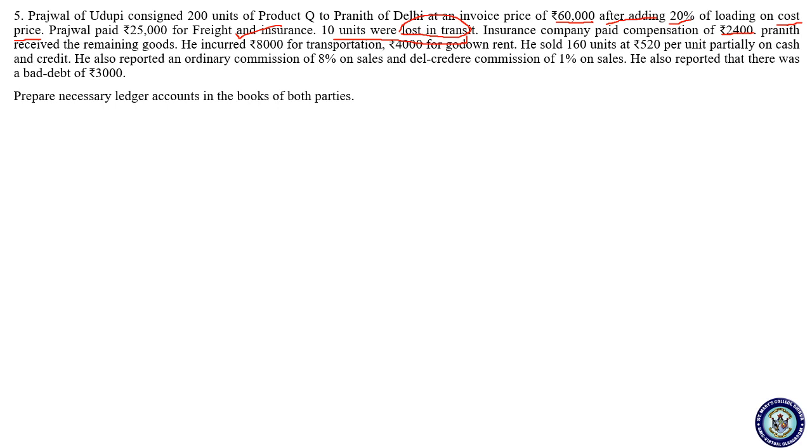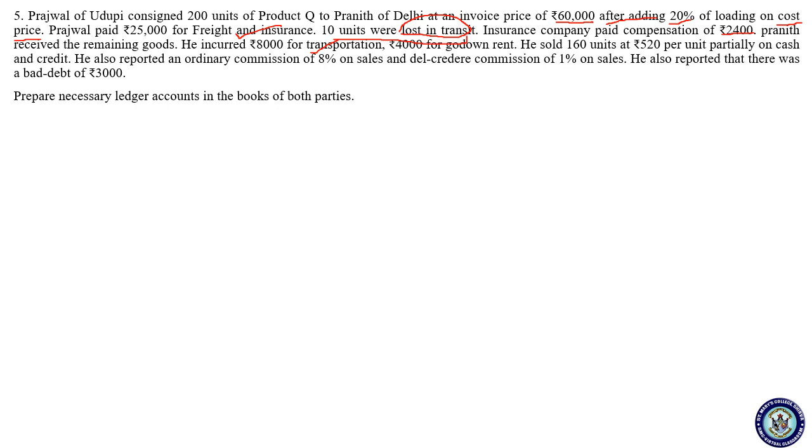You receive the money. Pranit received the remaining stock. Okay, so out of 200, 10 units were lost. He received 190. He incurred 80,000 for transportation. Now, transportation is non-recurring. Before the goods reach the gate, they have to come. You have to bring the goods from certain places. You have to go for the transportation.